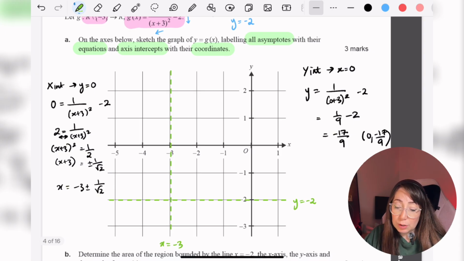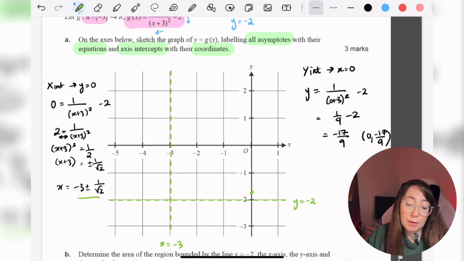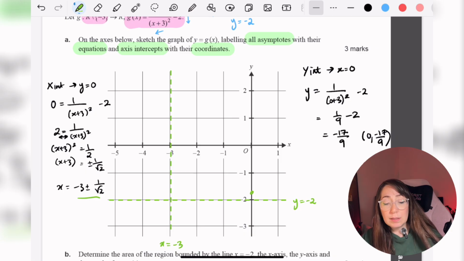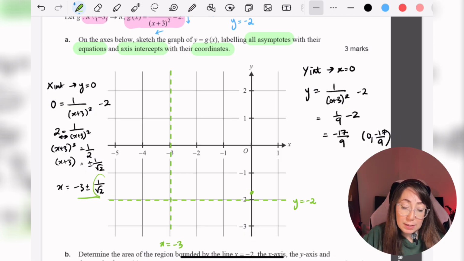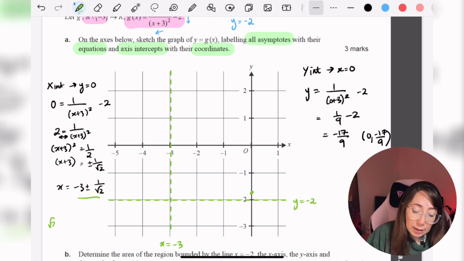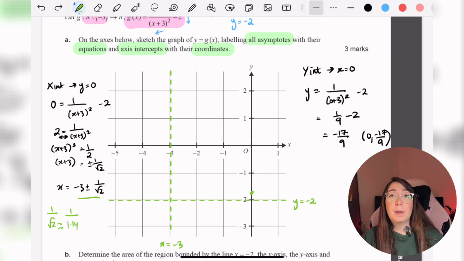Next, I'm going to substitute in my key points. For my y-intercept, -17 on 9 is just shy of -2. And then for my x-intercepts, -3 plus or minus 1 on root 2. Yes, it's true, we won't know what this value is. Hopefully you know that root 2 is approximately 1.4. And then 1 divided by 1.4, because 1 divided by 1 is just 1 and the number is a little bit larger, is going to end up being just slightly under 1.